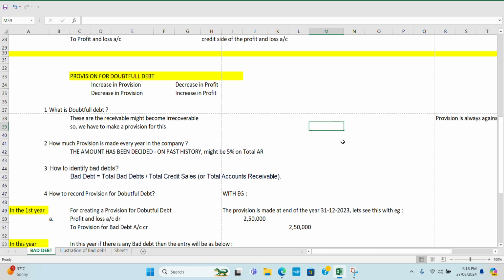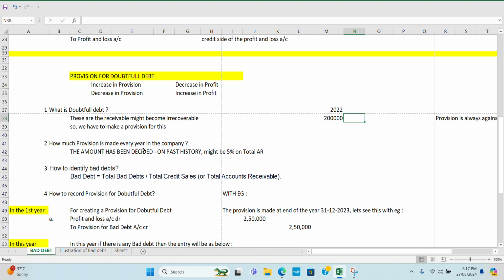Provision for doubtful debt is always on accounts receivable. Suppose for a year your receivable is 200,000. This is the account receivable, not the customer figure. This is the sale figure for the whole year ended 2022, so you'll be having 200,000, or 2 lakh.